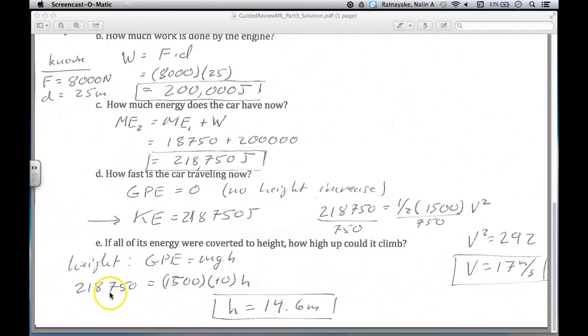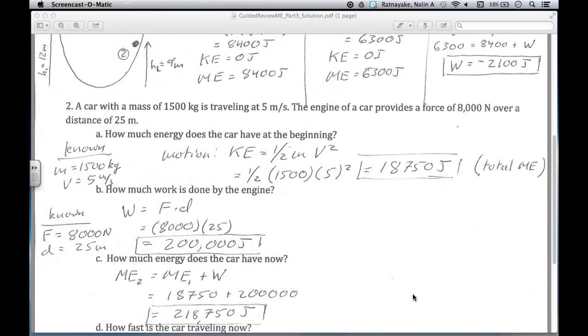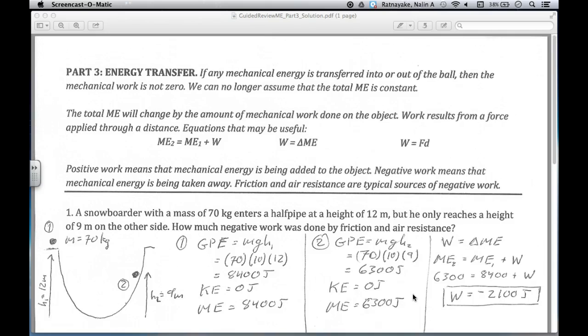So 218,750 divided by 15,000 is 14.6 meters. And this will give you the total amount of height that you could achieve if all of this mechanical energy was spent on height. Okay, so hopefully this helps us understand a few new things about the relationship between total mechanical energy and work.